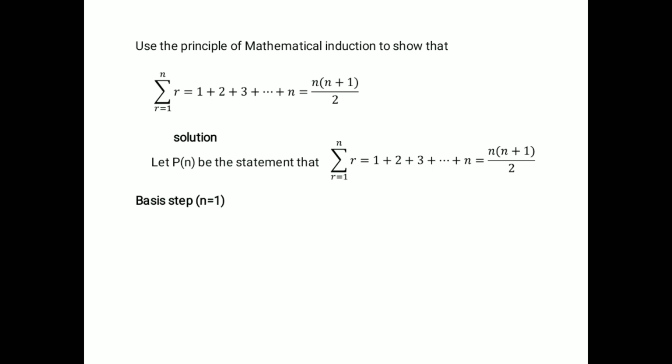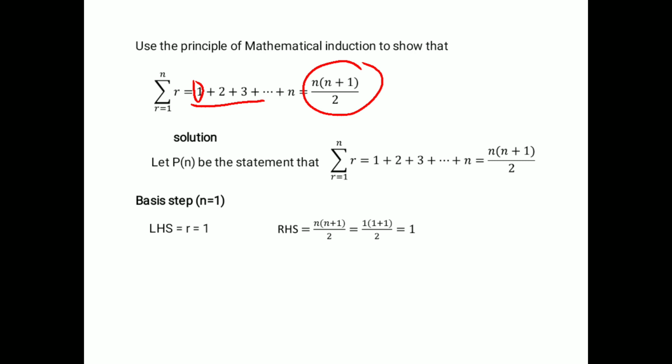The next is we go into the basis step. Now, in the basis step, we pick the left-hand side. So the first term in the left-hand side, that's when n equal to 1. N equal to 1 means the first term. You can see that the first term is 1. That's the left-hand side. Then for the right-hand side, you pick n into n plus 1 over 2. If you substitute n equal to 1 there, you get 1 into 1 plus 1 over 2, which is equal to 1, you see? So from here, we can say that the statement is true for n equal to 1.